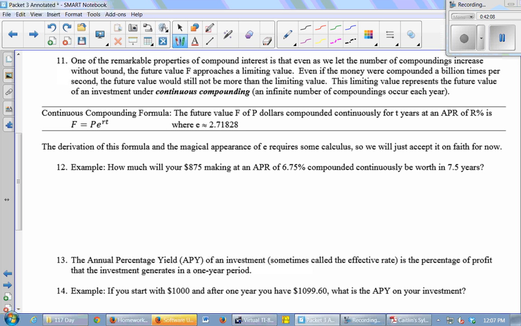Showing you where this formula comes from would require some calculus, so we're just going to accept it as true. All right, so how much will your $875 make if you're making 6.75% interest, but this time we're compounding continuously, which means we're going to compound an infinite number of times per year. Every possible moment, we're compounding interest, right? So we use this new formula when you see the word continuously. F equals P e to the RT.